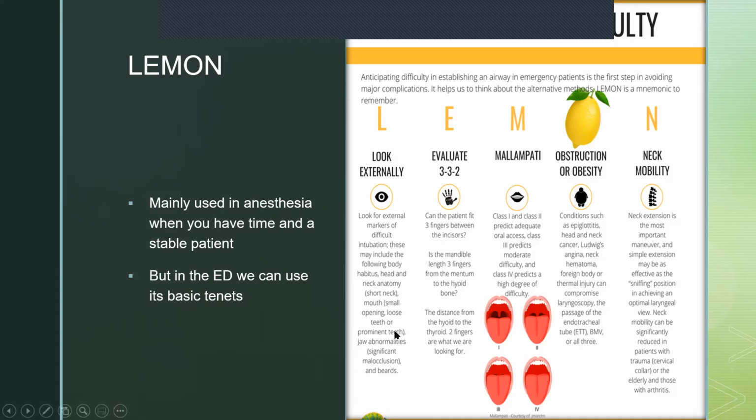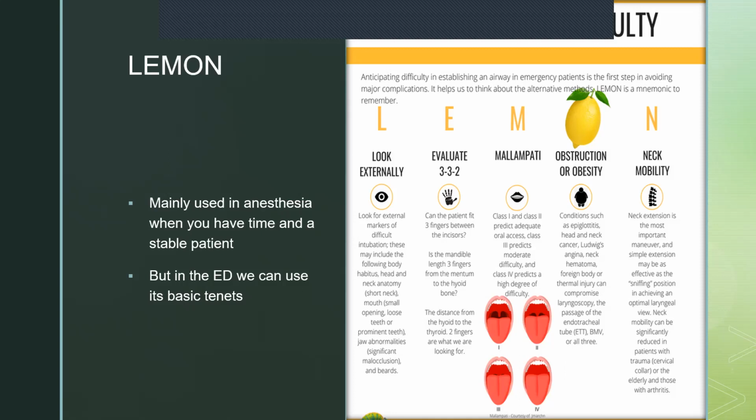So small opening, loose teeth, false teeth, things like that, prominent teeth as well. These are things that you have to look at. And jaw abnormality. We've seen people with an underbite, overbite. Both of those make it a bit difficult. And beards, it's not actually that difficult. It's more to put the mask on that it's a problem.